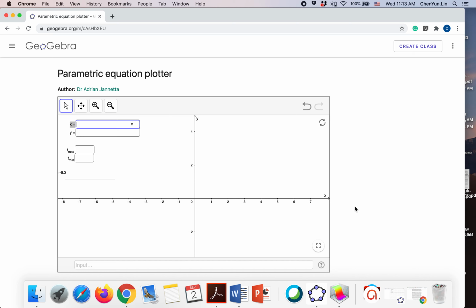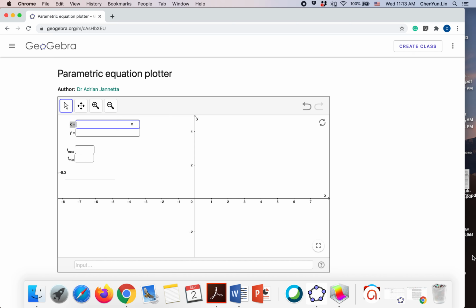Parametric equations are... So let's say I'm working with a two-dimensional space. Any point in a two-dimensional space has the x coordinate and y coordinate, once you put the coordinate chart on, right? You have where the origin is, and then you have the x direction and y direction.